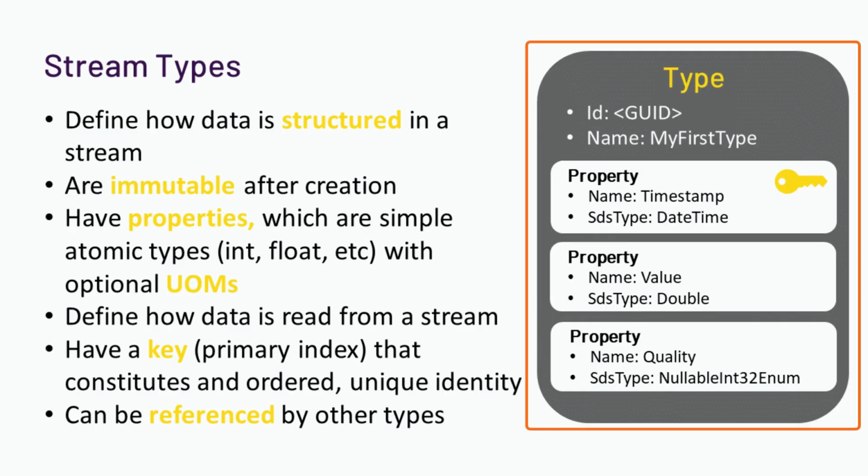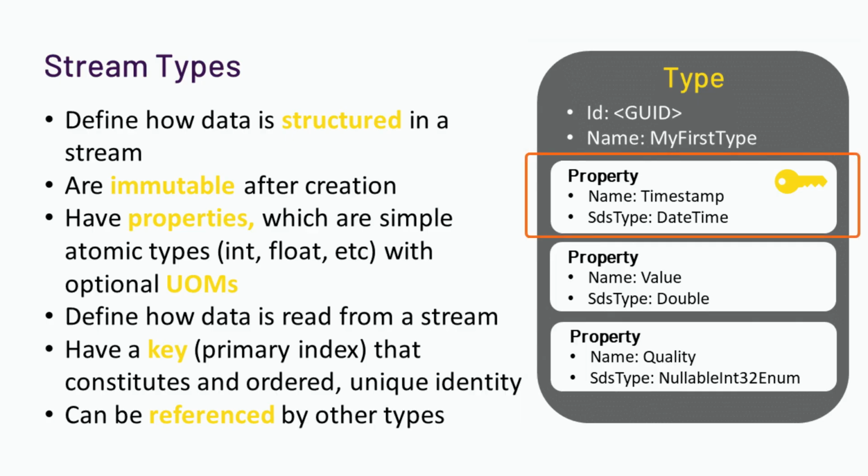In this block, you can see that there are a few example properties. We have one for timestamp, which has an SDS type of date time. We have another property, which is a value, and it has a double type. And lastly, we have quality, which is a nullable int32 type. As you'll notice, none of these have units of measure, but that would be optional.